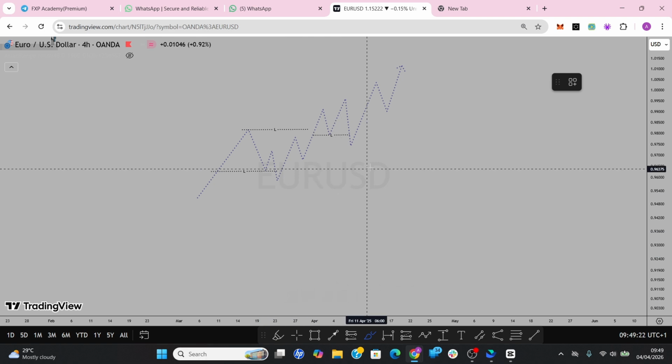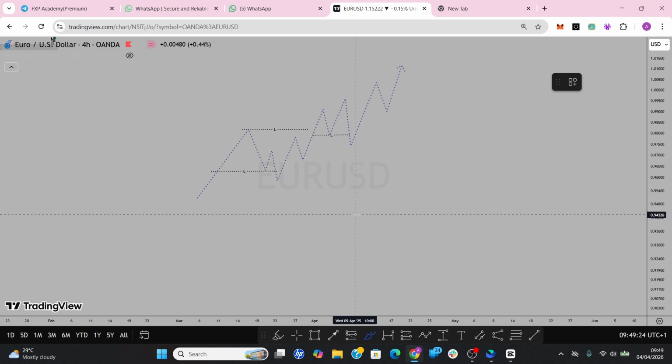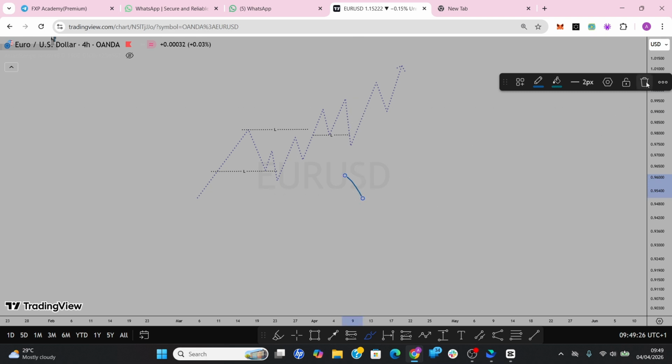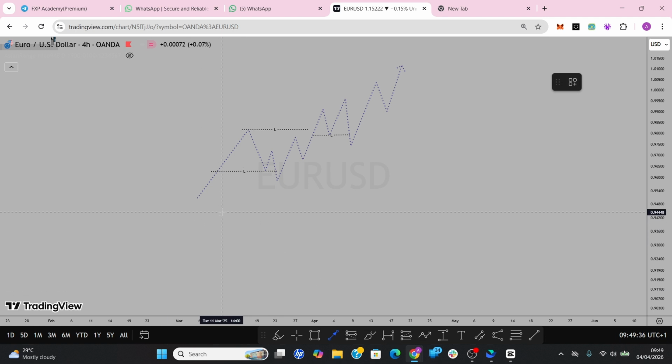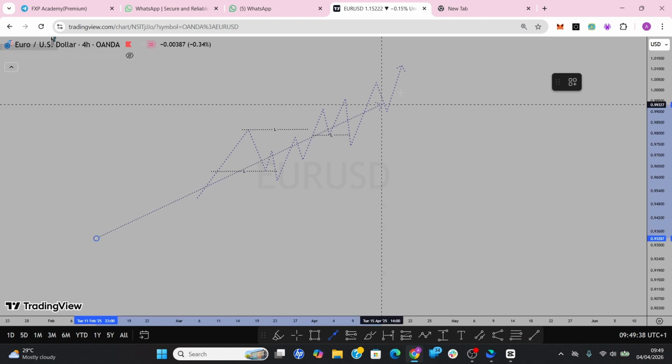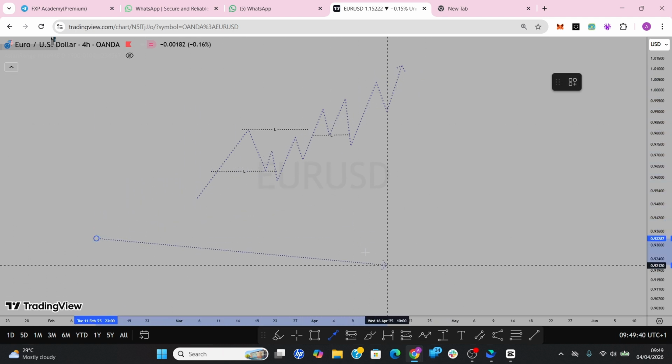Hello guys, today I want to talk about one of the important concepts in forex trading, which is external liquidity and internal liquidity. So let's go there. In a swing high or in a swing low, there's external liquidity and there's internal liquidity.